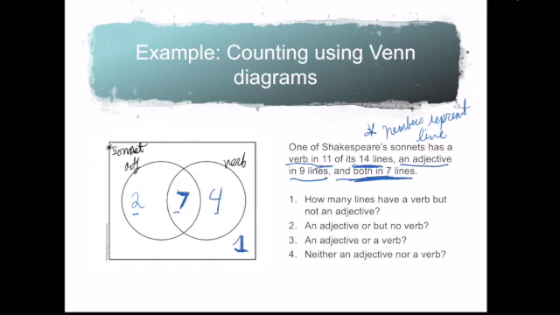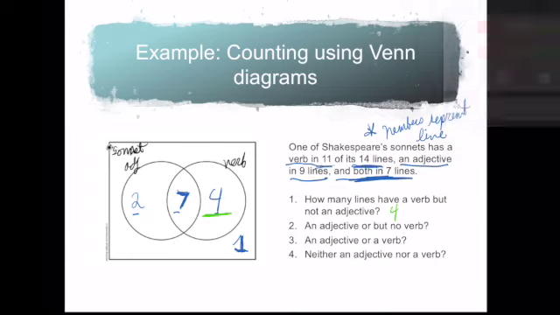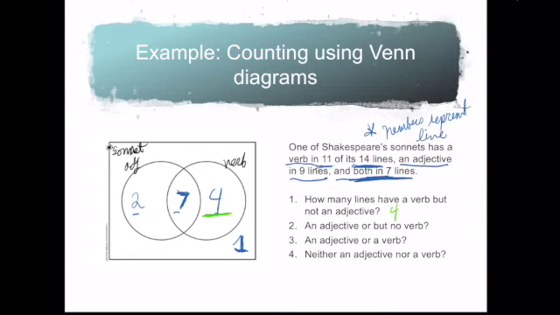So let's answer some questions. 1. How many lines have a verb but not an adjective? Well, those are going to be just the lines with only verbs, which is 4. How many lines have an adjective but no verb? Well, that's going to be the group that's just adjectives, which is going to be 2.